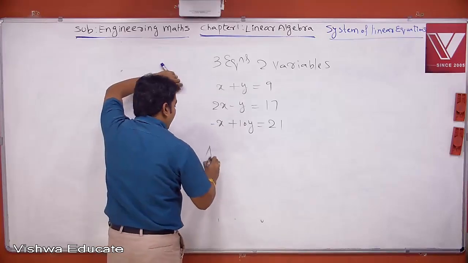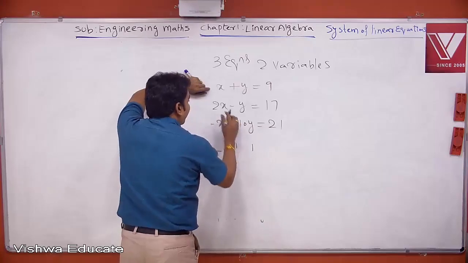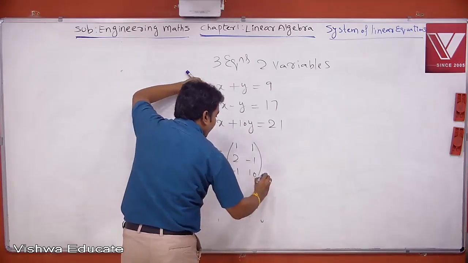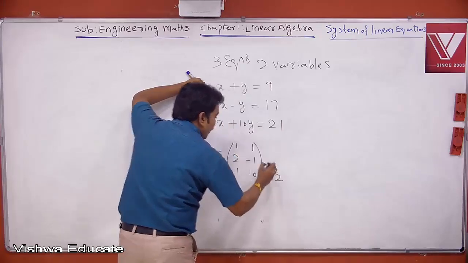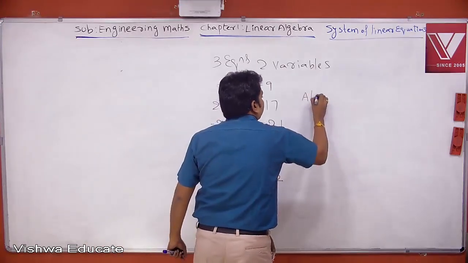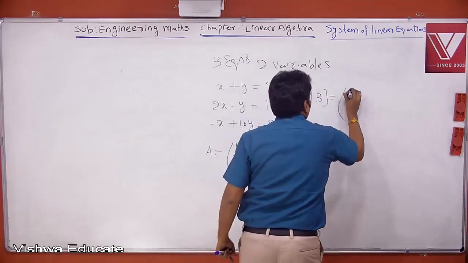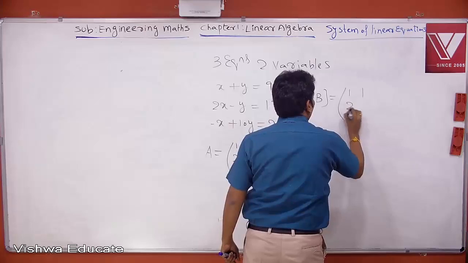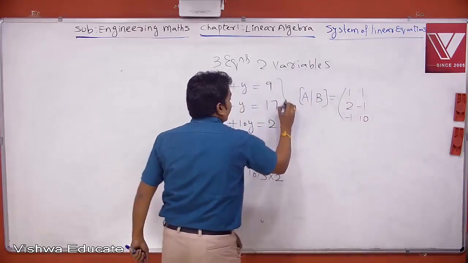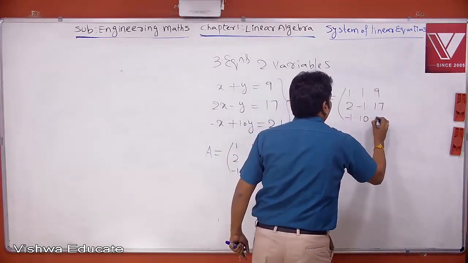Now let us see what the coefficient matrix is. This is 1, 1; 2, -1; -1, 10. Now look at the size of this matrix: 3 rows and 2 columns. Now what is the augmented matrix A slash B? At first let us write A: 1, 1; 2, -1; -1, 10. Now let us write the right side matrix B, the right side values: 9, 17, 21.